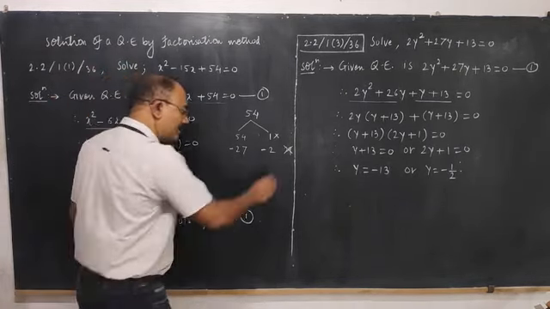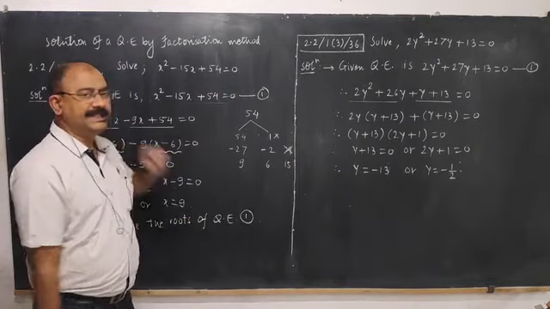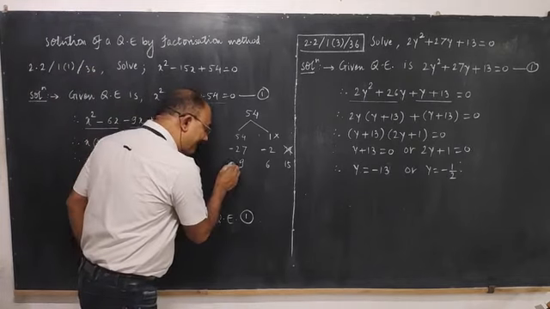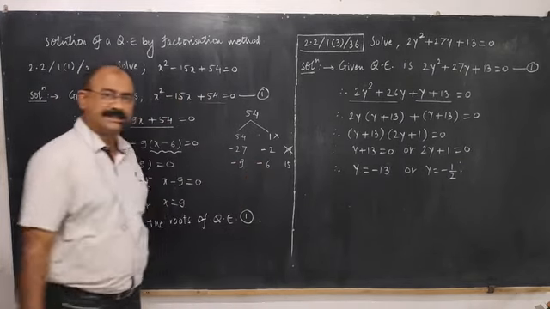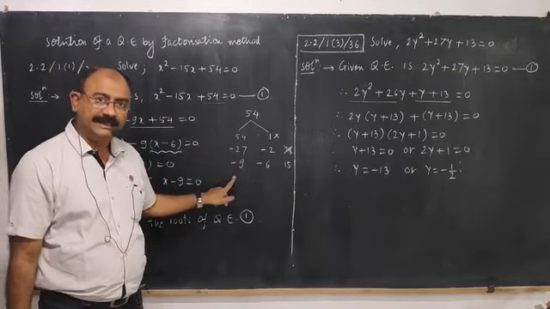Then 9 sixes are 54. If I add these two factors, the total will be plus 15. It doesn't fit, because I want minus 15. So what will happen? Minus 9, minus 6. Now what will be the total of minus 9 and minus 6? The total will be minus 15. This is the acceptable combination.